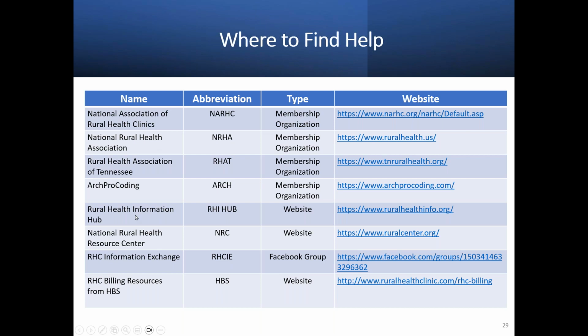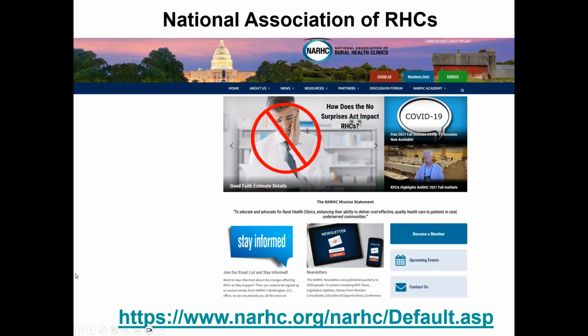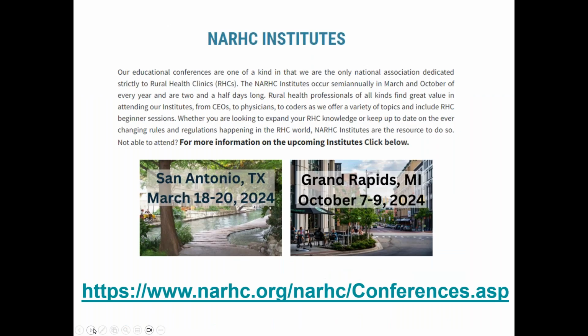The RHI Hub has all sorts of FAQs on rural health clinics, has wonderful vetted information that is really good. National Rural Health Resource Center, they have all sorts of toolkits. There's a great chronic care management toolkit. If you're starting up a program there, I would highly recommend looking at that, and several other toolkits as well. And then there's the RHC Information Exchange, which we've already talked about, so you know that. And then our website, if you go to RHC Billing, you can go to that one as well. Here's the NARHC, so here's the link. You can go right to it, and that's what the website's going to look like.